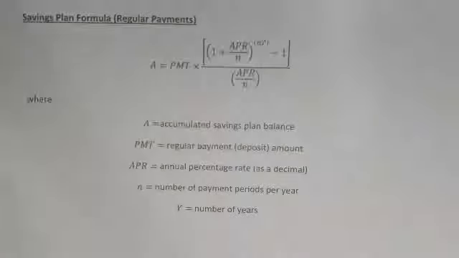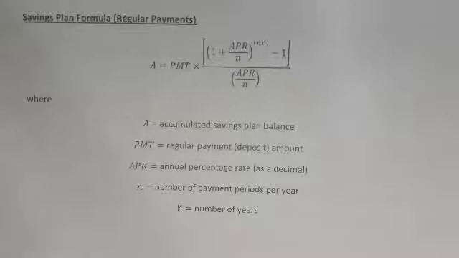APR is my annual percentage rate. They're going to give it as a percentage, and I have to convert it to a decimal. n is the number of payment periods per year, and y is the number of years. Okay, so that's a bunch of symbols. Let's try to add a little context to it with a few problems.